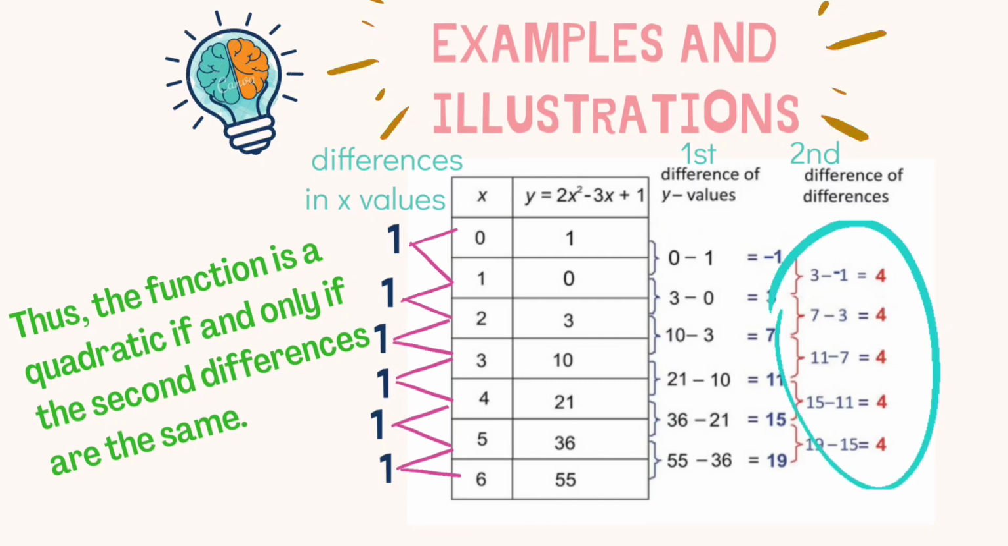Now, let us examine the table of values. I solved for the differences in x values and in y values. As you can see, the second differences in y values are the same. Thus, a table of values represents a quadratic function if and only if the second differences in y values are the same.